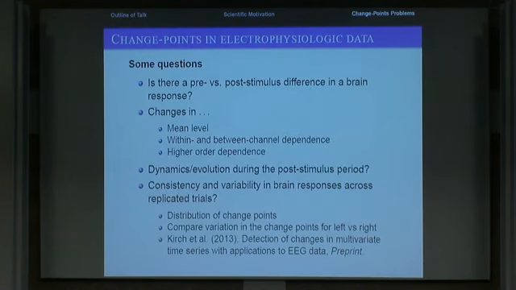Now, some questions here: is there a pre versus post-stimulus difference in brain response? If you look at the stimulus at time 0, you look at the EEG recording prior to that and after that. Is there a difference? When we think about whether there is a difference in the brain response, we're looking at whether there are changes in the mean level, and also within and between channel dependence.